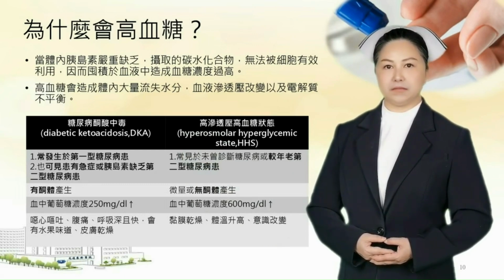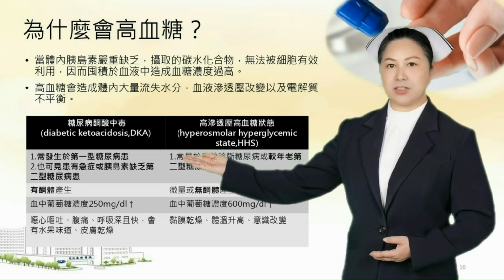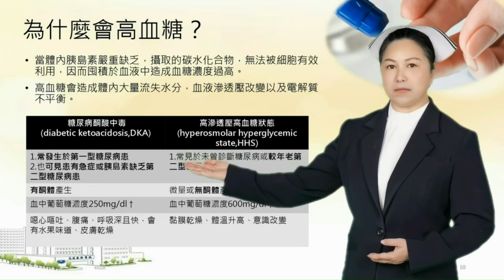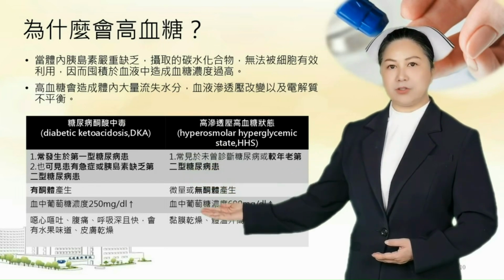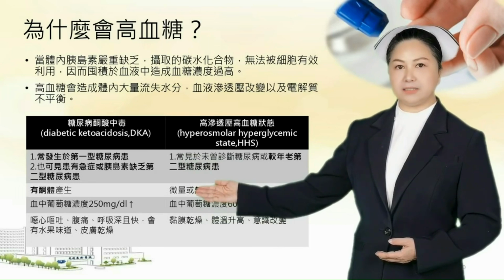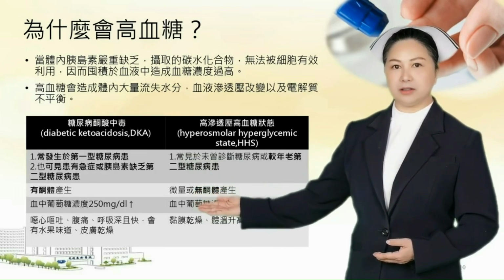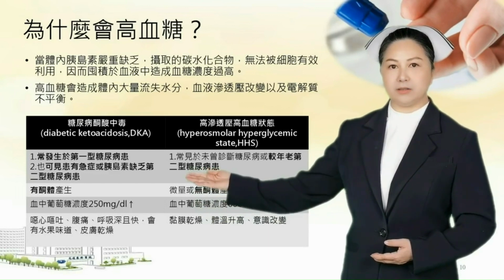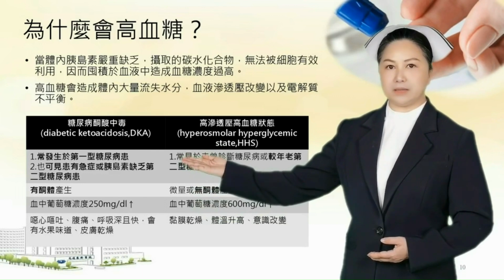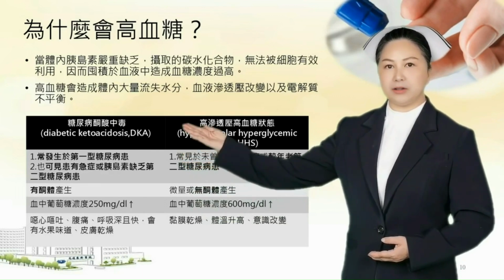Ketones will be produced, with blood glucose concentrations greater than 250, nausea, vomiting, abdominal pain, deep breathing with a fruity smell, dry skin, and high osmolality. Hyperglycemic hyperosmolar states are more common in people with undiagnosed diabetes or older people with type 2 diabetes. There is no ketone production, the glucose concentration in the blood is greater than 600, and the mucous membranes are dry. There are also changes in body temperature.